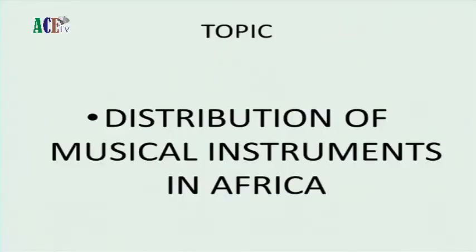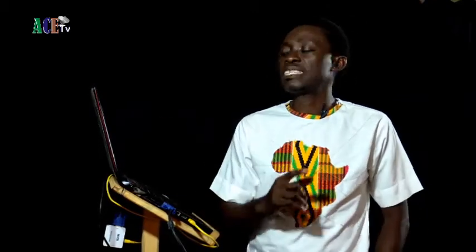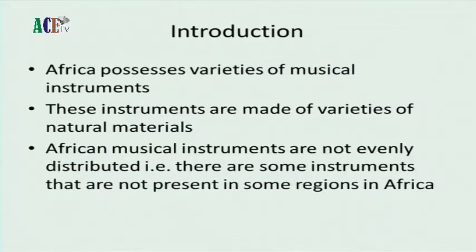Today, we shall be going into a new topic. The topic for discussion today is titled Distribution of Musical Instruments in Africa. As a way of introduction, it's a fact that Africa possesses varieties of musical instruments, and these instruments are made up of varieties of natural materials. I would like to bring you back to the fact that when we talk about Africa, we're talking about indigenous music of Africa. So the instruments we're talking about here are also the indigenous musical instruments in Africa.